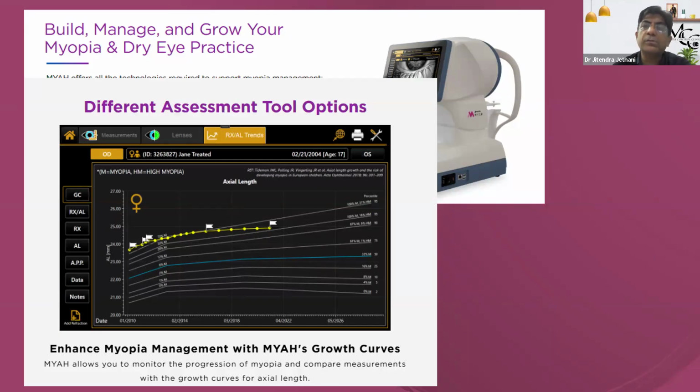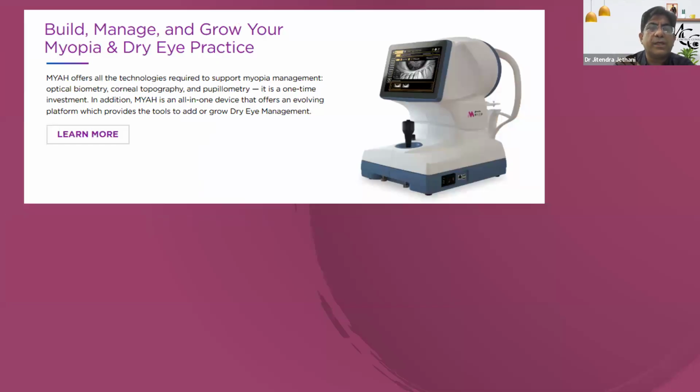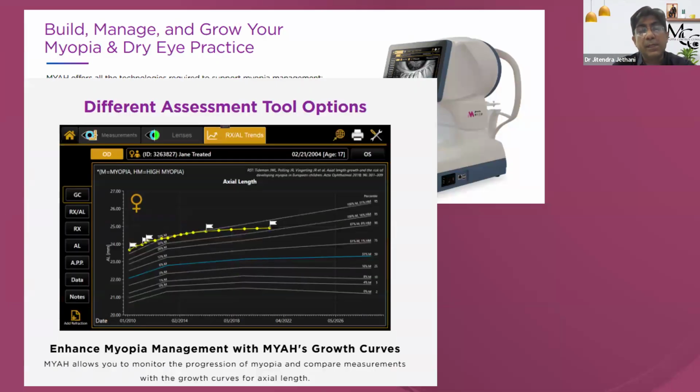So this is by Topcon, just for your information. This is by Remidio, and Myopia Master is by Oculus. Myopia Master is typically positioned at around 32 lakhs. OBM 12, made in India, I think is around 15, and Maya is around 21 lakhs. So this also gives you pupillometry. It has a Placido topographer. So all in all, the point is that these three companies are there. I think Haag-Streit has also come up with an optical biometer which has software for myopia. So more and more companies are moving towards that.